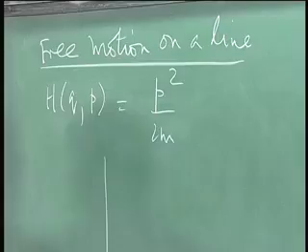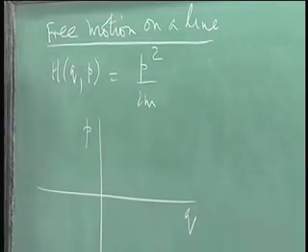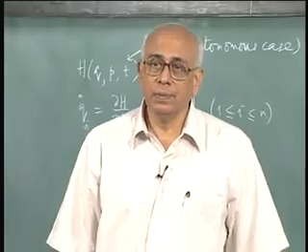And then what do the phase trajectories look like? Here is q, here is p. What do they look like? Just straight lines. And what is the constant of the motion?